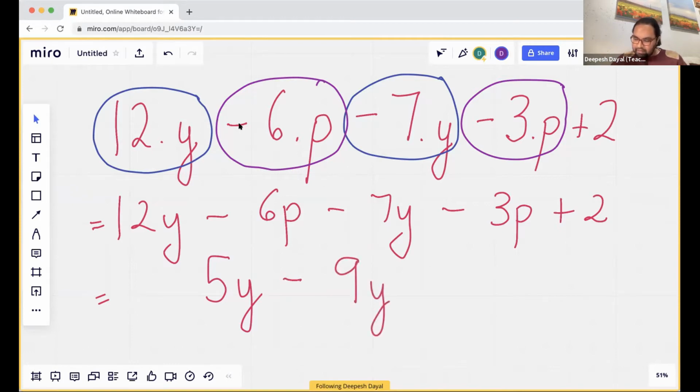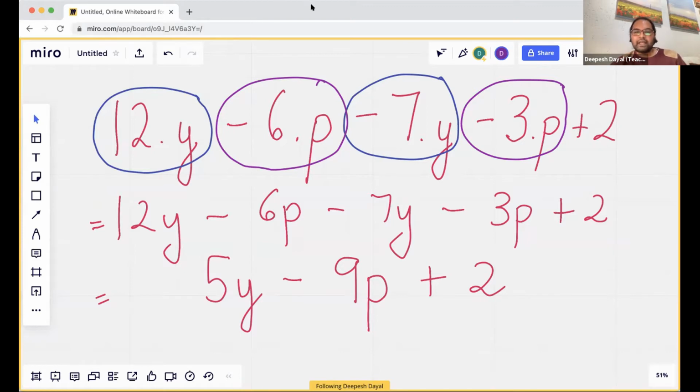And then we have plus 2. So we have 5y minus 9y plus 2. Who's got an answer like this? Oops, it's actually not 9y, it's 9p. The variable for the middle term is p. So it's minus 6p minus 3p is minus 9p. So it's 5y minus 9p plus 2.